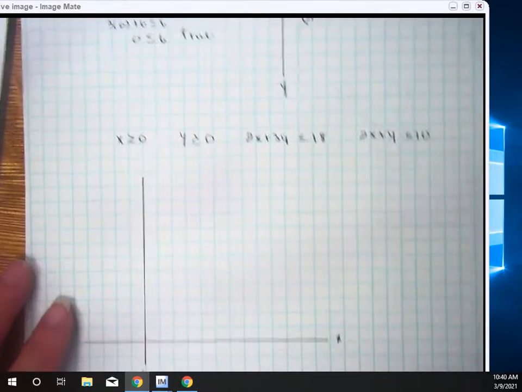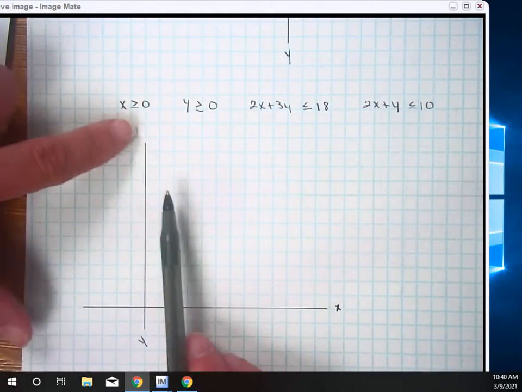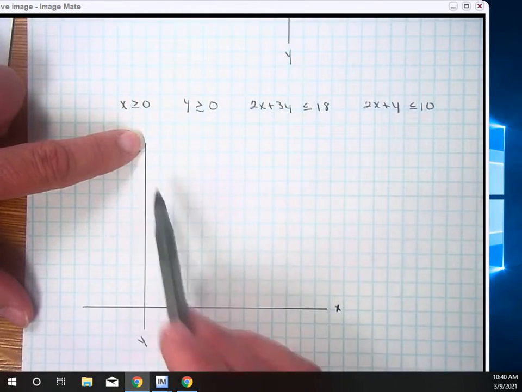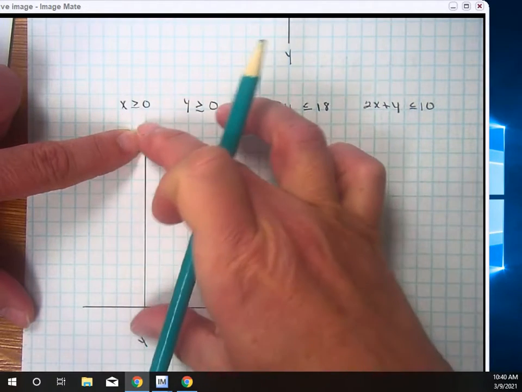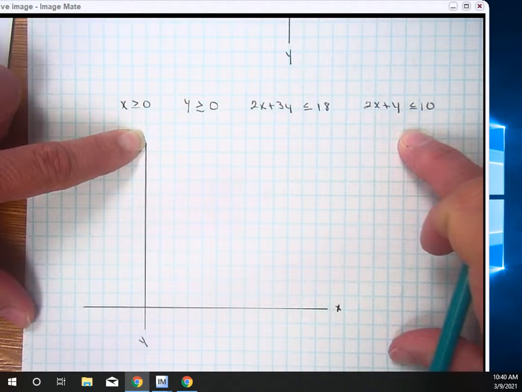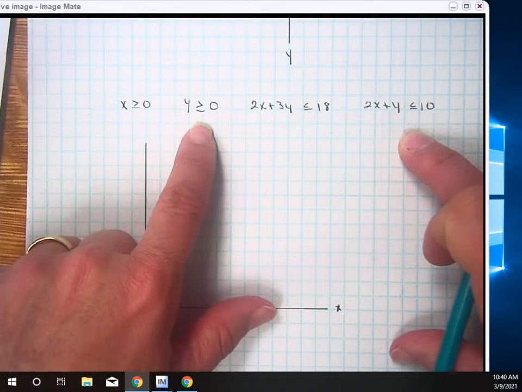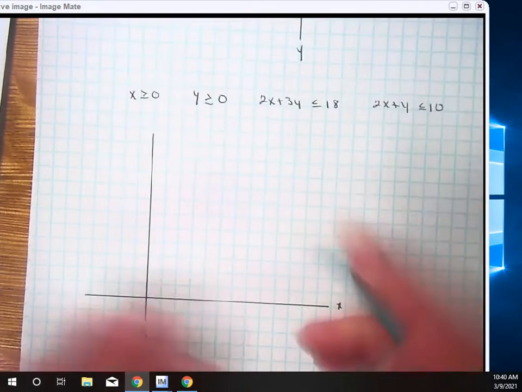Okay, so we've got x is greater than or equal to 0. And we said earlier that x equals 0 is the y-axis. So the right side of our plane is what we're looking at. Y is greater than or equal to 0 is the x-axis, and so we're in that first quadrant again.